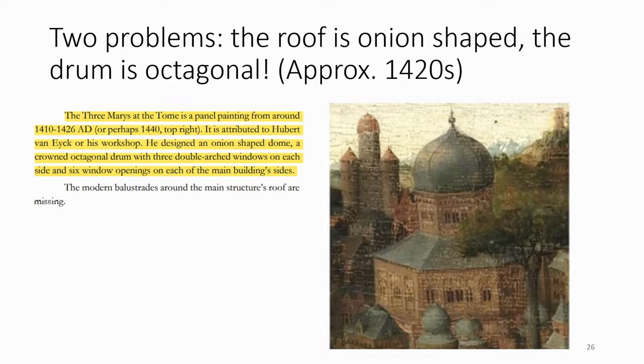He designed an onion-shaped dome, a crowned octagonal drum with 3 double-arched windows on each side and 6 window openings on each of the main building's sides. The modern balustrades around the main structure's roof are missing. Okay, so we see 2 significant differences between what it was then and what it is now.